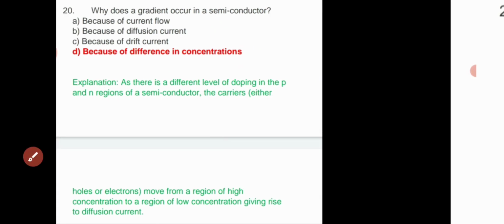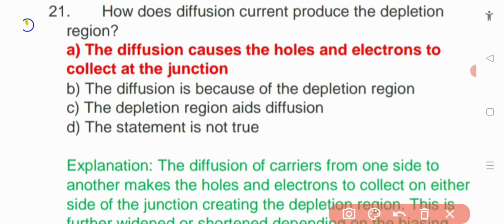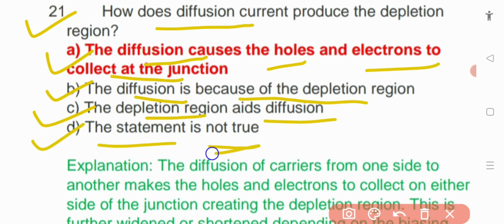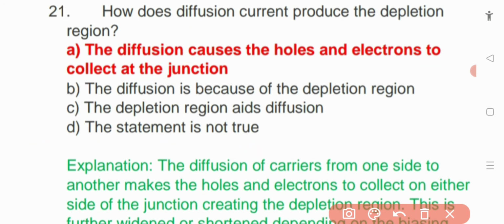Next question, question number 21. How does diffusion current produce the depletion region? Option A, diffusion causes the holes and electrons to collect at the junction. Option B, diffusion is because of the depletion region. Option C, depletion region aids diffusion. Option D, the statement is not true. Then the answer is A, diffusion causes the holes and electrons to collect at the junction.